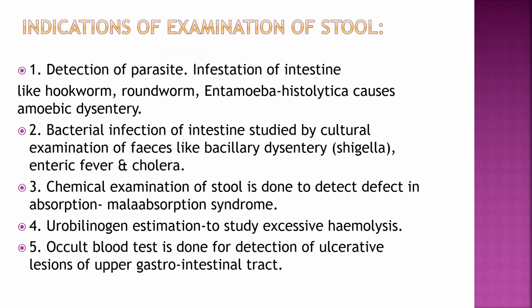Now let's study indications of examination of stool. First, it is required for the detection of parasitic infestation of intestine like hookworm, roundworm, Entamoeba histolytica, which causes amoebic dysentery. Then bacterial infection of intestine is studied by cultural examination of stool, like bacillary dysentery, which is caused by Shigella, enteric fever, cholera. Then chemical examination of stool is done to detect defect in absorption, that is malabsorption syndrome. Urobilinogen estimation to study excessive hemolysis. Occult blood test is done for detection of ulcerative lesions of upper gastrointestinal tract.